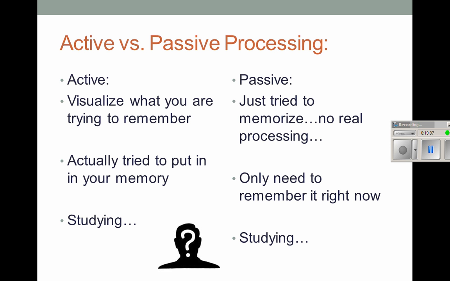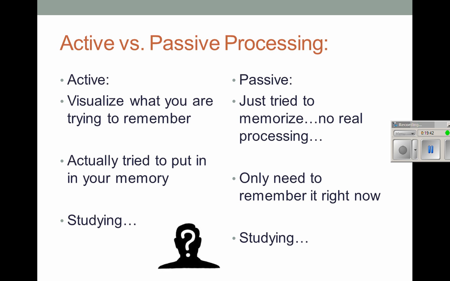All right. Then you have active versus passive processing. Active is where you are visualizing what you're trying to remember. You are actually trying to put it into memory. So go back to that one picture from this PowerPoint of the girl looking down at her notes. She is really trying. All right, that's active processing. So this can go into studying. Passive processing, and I'm sure we're all guilty of it at some point, you're just trying to memorize. You only need to know it for right now.